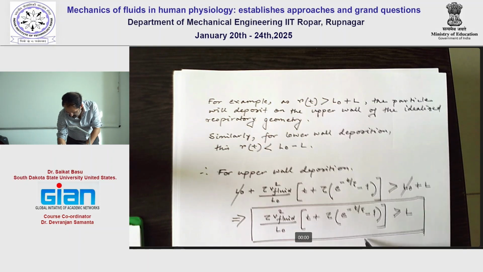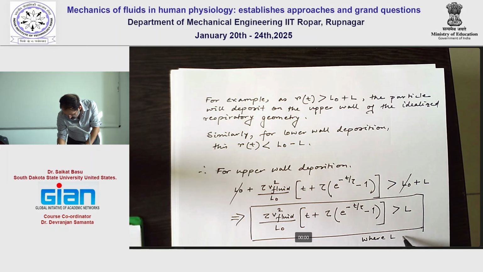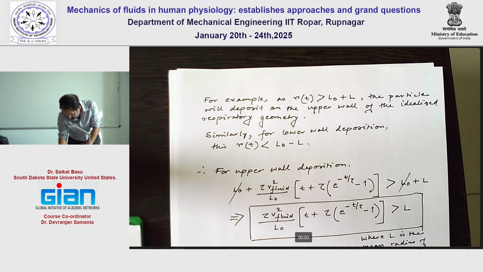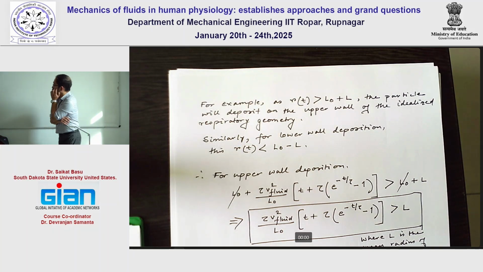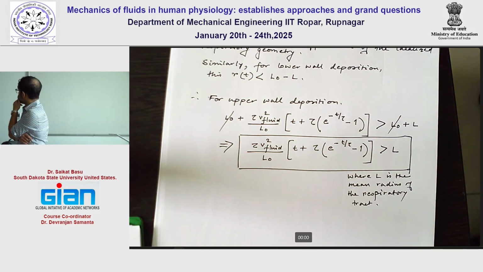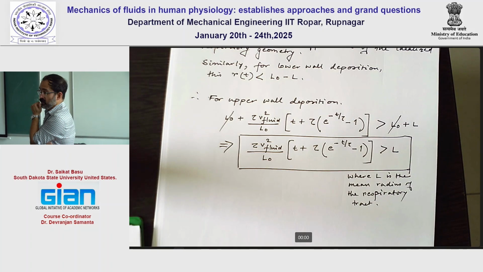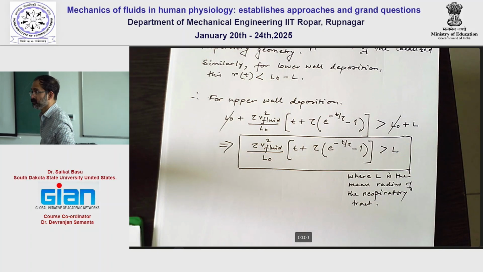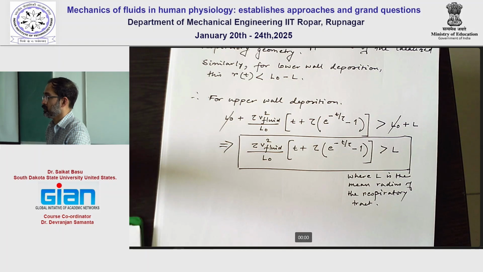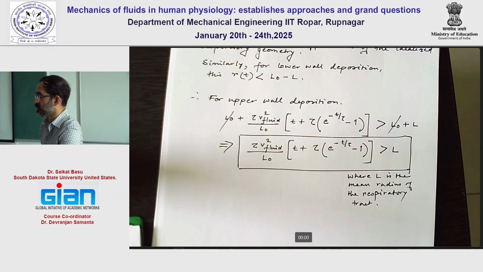So here L is the mean radius of the respiratory tract. So this equation, does it look familiar to any of you? We just read this equation from the last time.